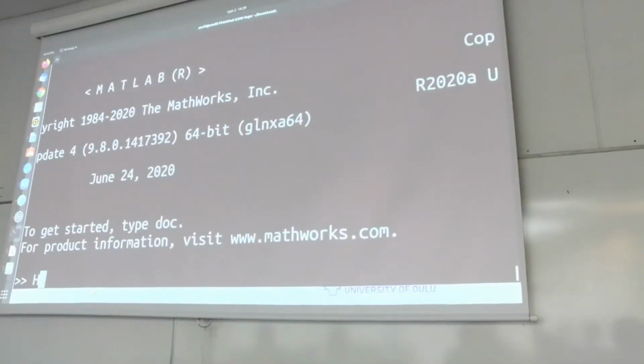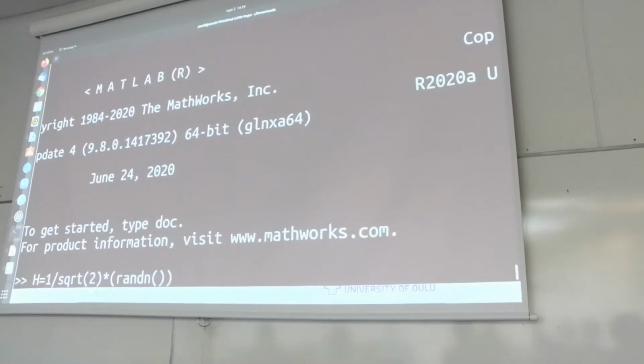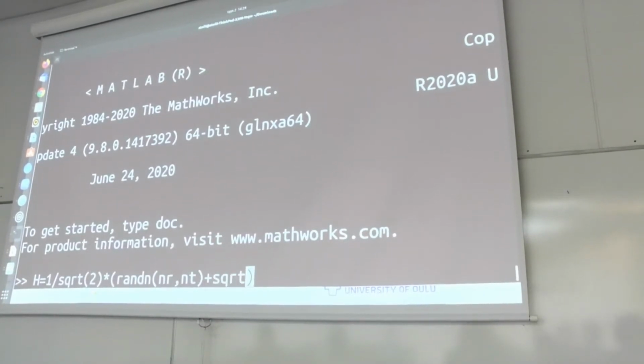Okay, let's generate a random matrix. NR times NT, the real part, and then the imaginary part.